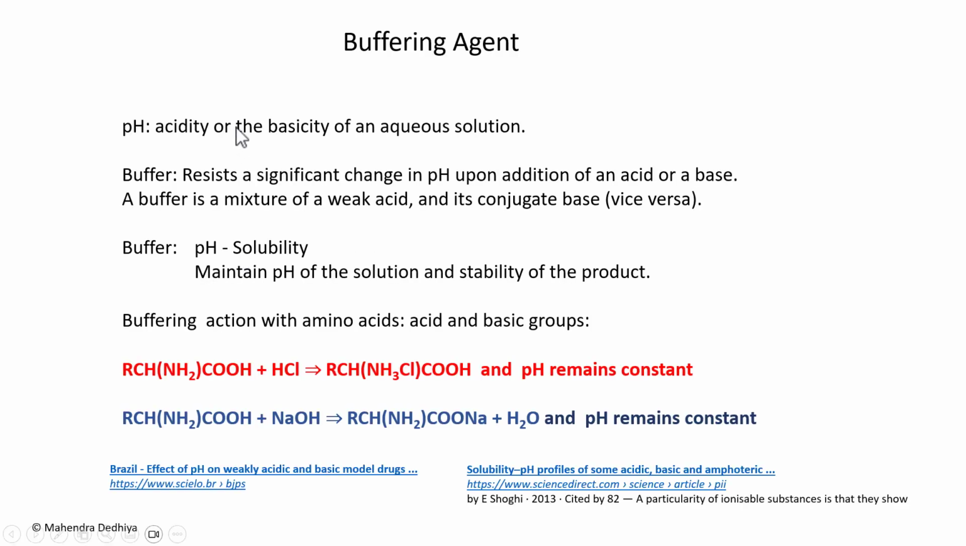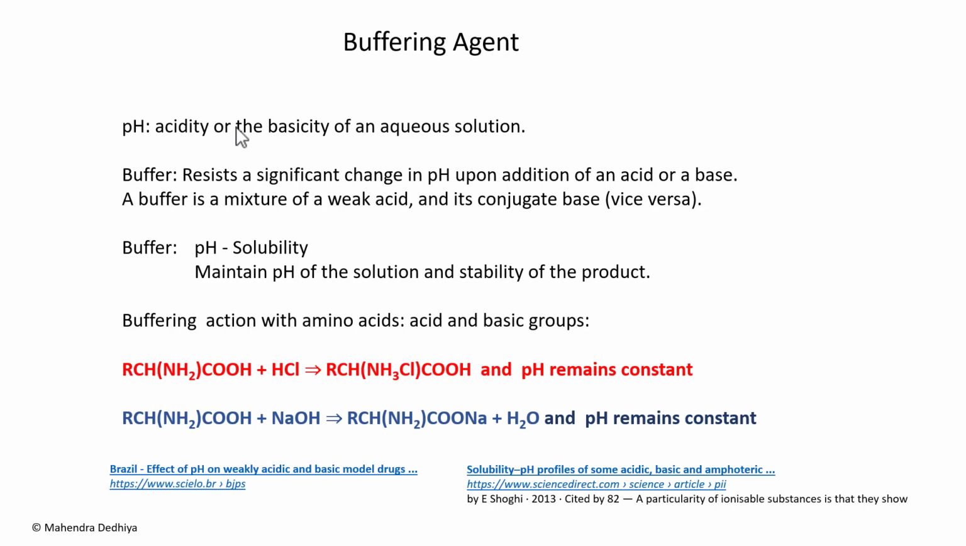Buffering agent. Buffering agents are used to stabilize the product. pH can be acidic or basic depending on formulation, and generally buffers are recommended to resist this change in pH upon addition of acid or base or during storage. A buffer is a mixture of a weak acid and its conjugate base, and vice versa, that is, a weak base and its conjugate acid. Buffer also stabilizes the solubility of the product. It maintains the pH and thereby the solution of the solute.